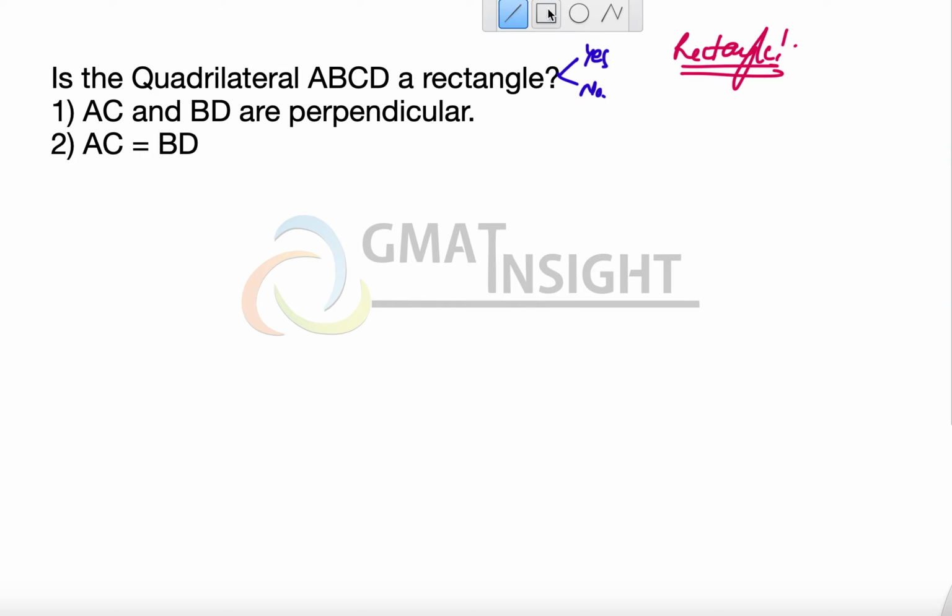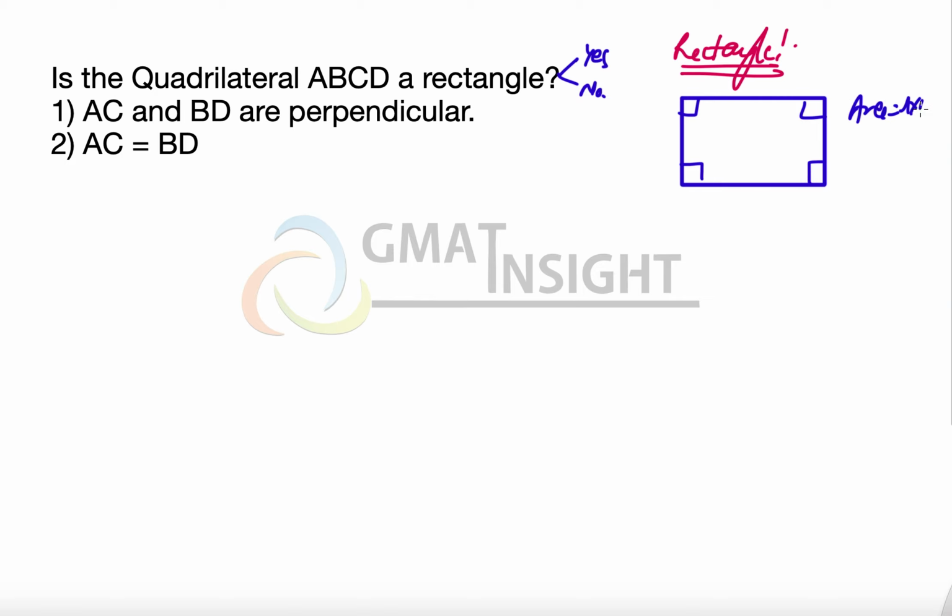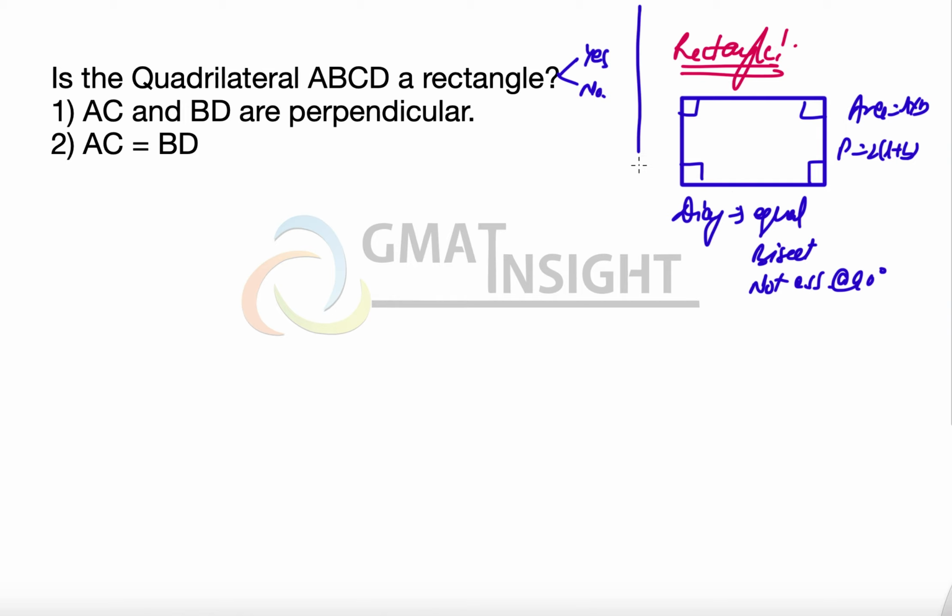A rectangle is a quadrilateral in which all the angles are 90 degrees, and along with that, opposite sides are equal. The area is equal to L into B, perimeter is equal to 2 times (L plus B), but these formulas are not needed. Let's discuss the properties of diagonals. The diagonals are equal, they bisect each other, but not essentially at 90 degrees. And if they bisect at 90, then it becomes a square. So the square is also a type of rectangle. This is the first basic information about the rectangle which we need to answer this question.